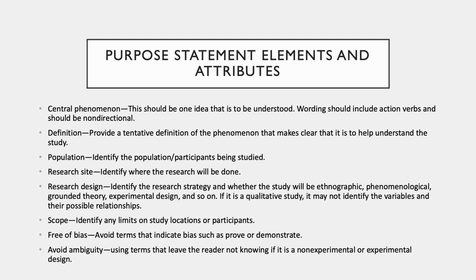All studies need to be free of bias, and it's hard to avoid absolutely all bias. But you do need to avoid terms that indicate bias, such as prove or demonstrate. Words like this kind of imply that you already know what answer you want. And then you want to be clear. Don't be ambiguous. Using terms that lead the reader not knowing if it is non-experimental or experimental design is not a good idea. You want people to know exactly what you are doing.